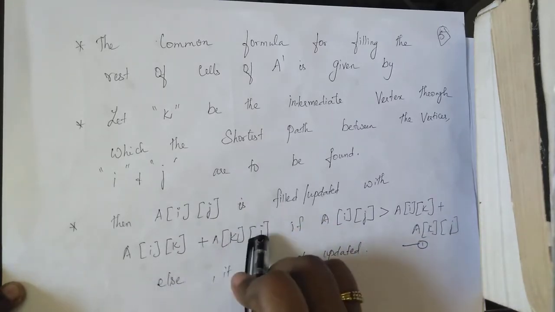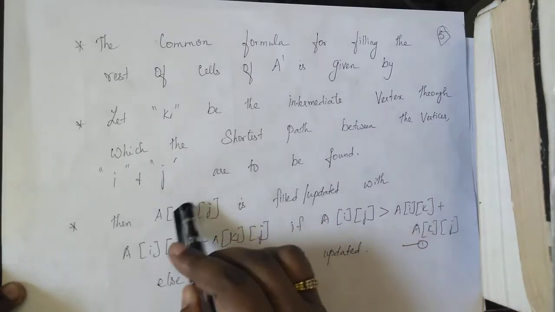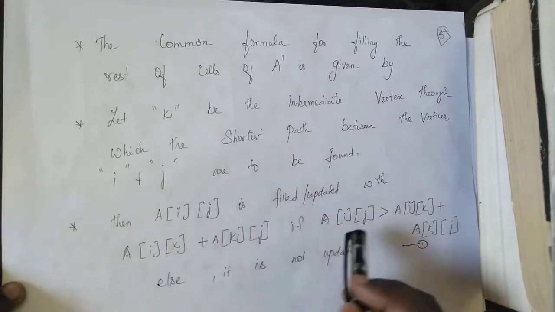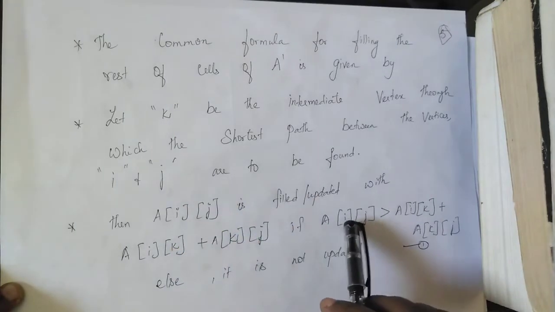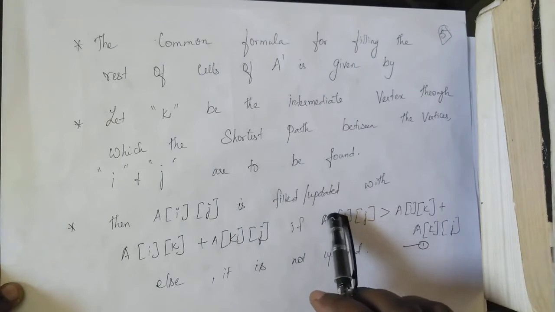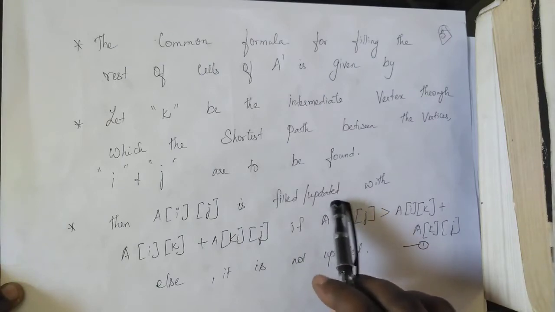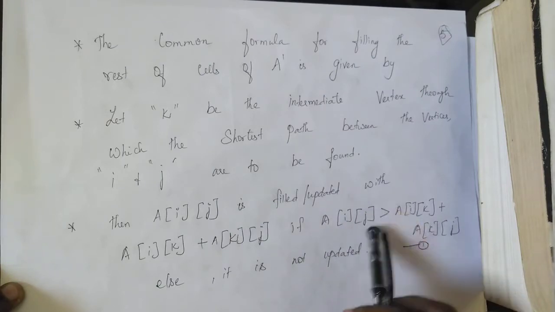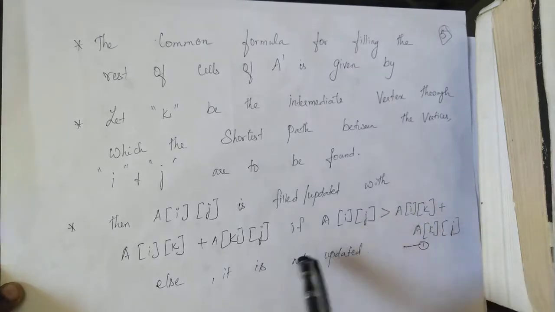I will update this value in A1 if A of ij in the previous matrix, that is A0, is greater than this sum. Otherwise I will leave it.